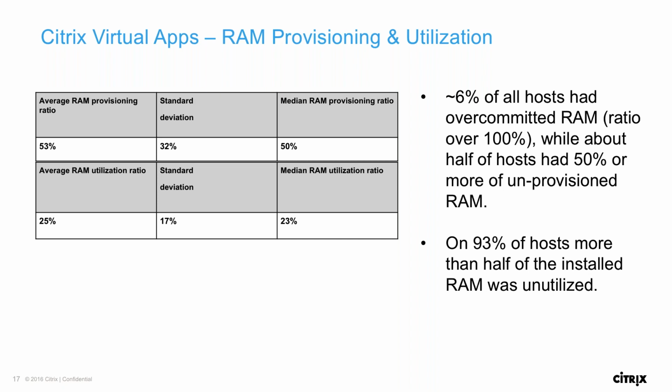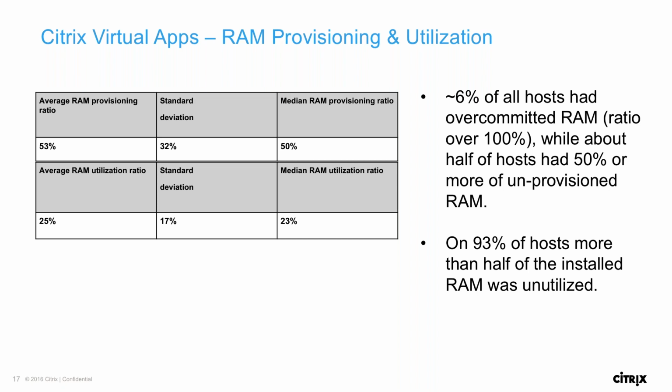So you see here in this environment, we look at virtual app servers provisioning, the average RAM provisioning ratio is 53%. So what that means is if there's 1,000 gigabytes of RAM in a host, typically they're only provisioning half of that to the VMs. And then you look at the average RAM utilization ratio, it's 25%. So only 1/4 of the RAM in the VMs is actually being utilized. So there's an opportunity for a lot of savings.